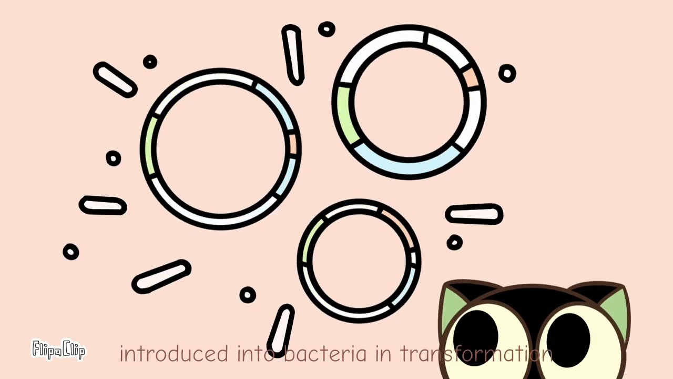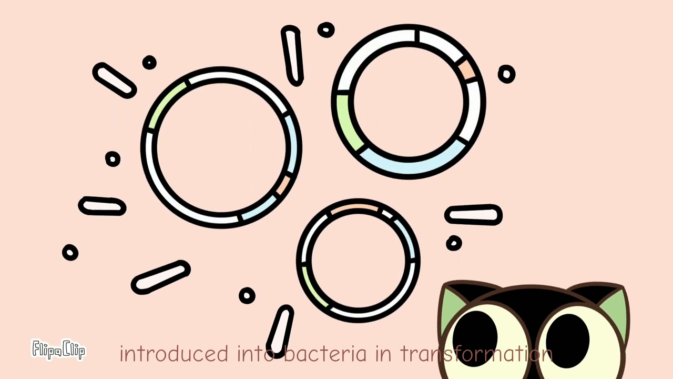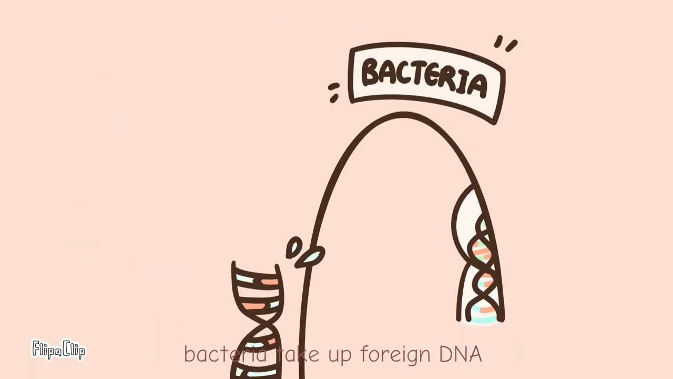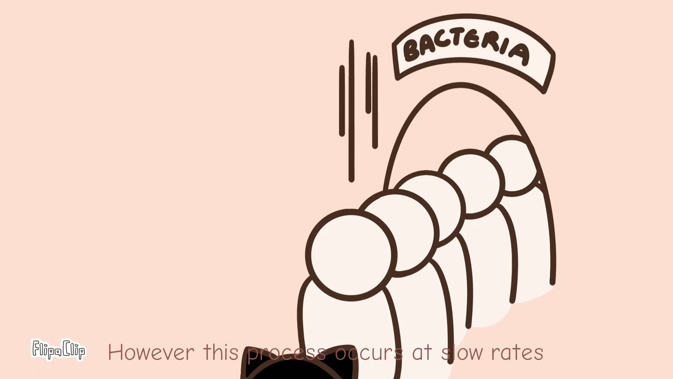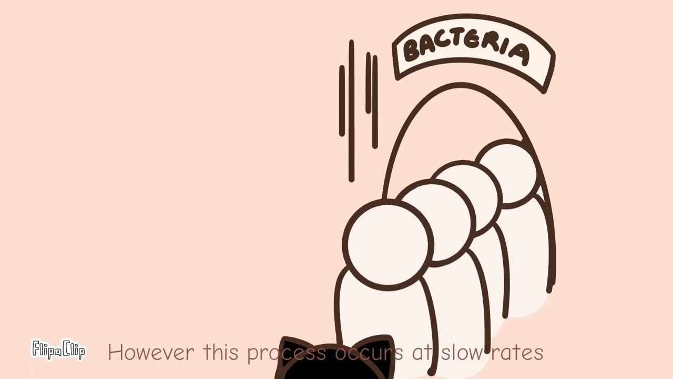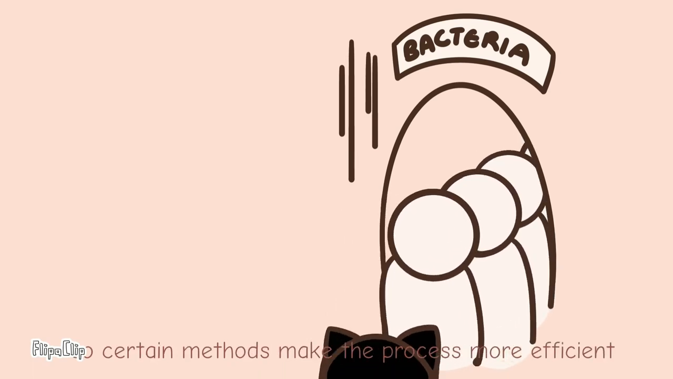PCR-generated plasmids can be introduced into bacteria in transformation. Transformation is the process in which bacteria take up foreign DNA. However, this process occurs at slow rates, so certain methods make the process more efficient.